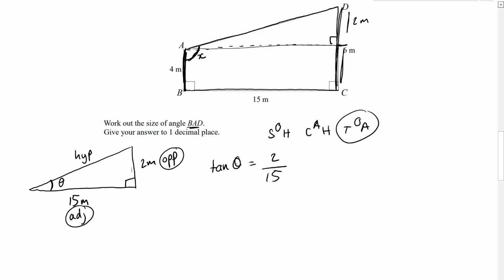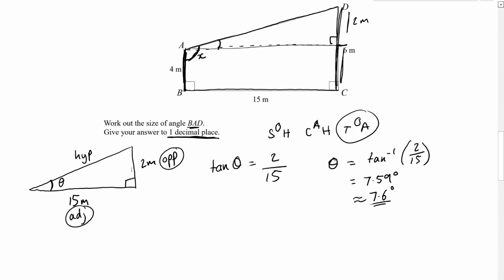And now if we want to work out what this angle is, we have to do the inverse tan, so therefore theta must be equal to inverse tan of 2 over 15. And then we can throw that into a calculator, and if we do inverse tan of 2 over 15, this is actually going to give you 7.59 degrees, which I'm going to say is just 7.6 for this, because we want this to 1 decimal place. Okay, now that's just this angle here.